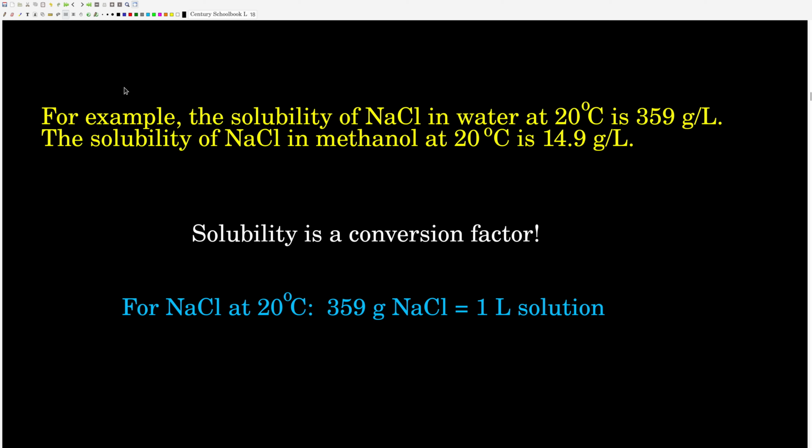So these are some examples. This is an example of a solubility, and all the parts are here. You might be given the solubility of sodium chloride, that's a solute, in water, that's a solvent, at 20 Celsius, that's a temperature, and it's 359 grams per liter. So the volume of solution is 1 liter, and that's taken to be an exact 1 liter. Now, if we change just one part of this, the solvent, instead of water making it methanol, the solubility changes quite drastically in this case, from 359 grams per liter to 14.9 grams per liter.